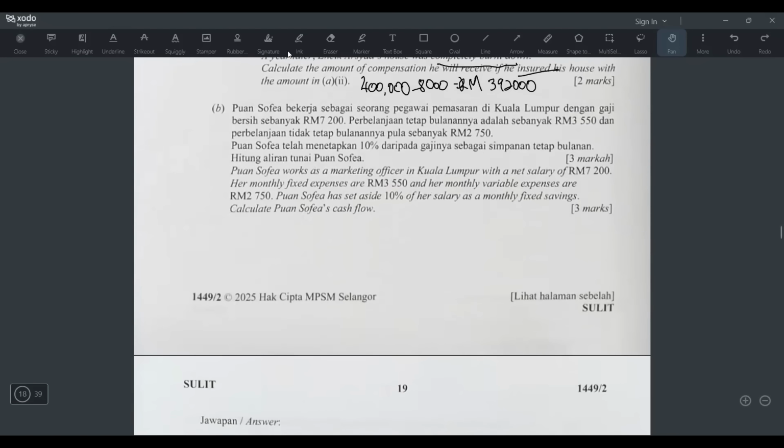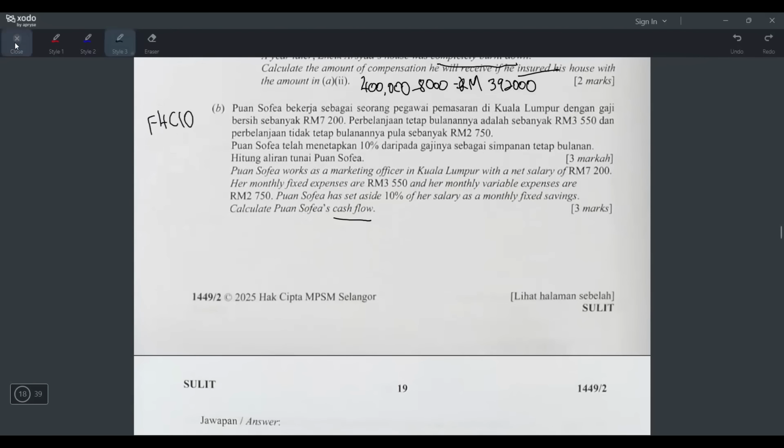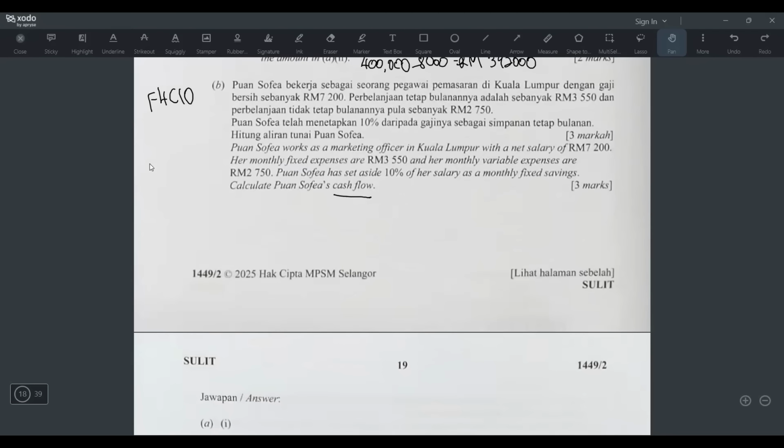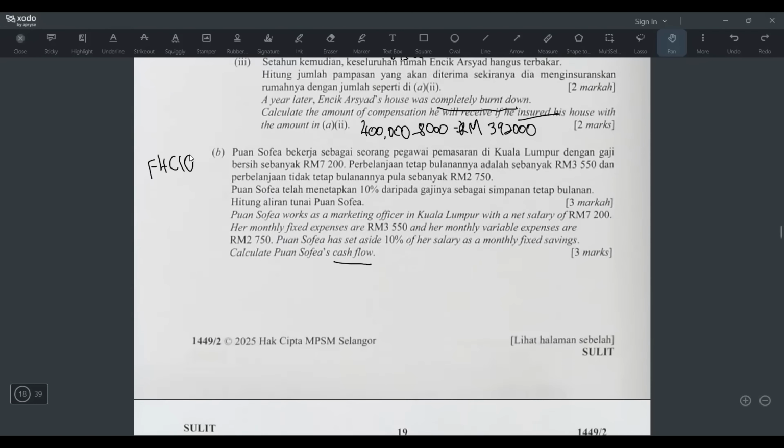B is a different chapter because I see cash flow, so this is not insurance. This one is from Form 4 Chapter 10. It means in this question they mix 2 chapters together. Yeah, number 11, they mix the insurance chapter and the financial management chapter.